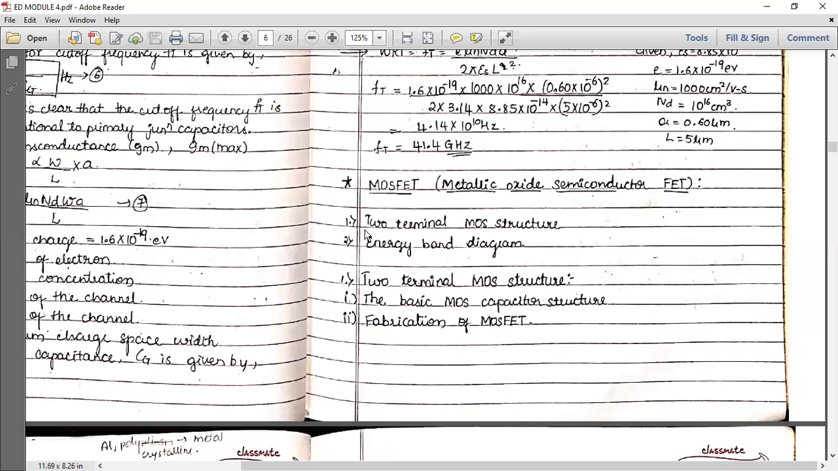Here I will first start with the two-terminal MOS structure. In that, we have two topics: one is the basic MOS capacitor structure, and the second is fabrication of MOSFET. First we will understand the basic MOS capacitor structure.